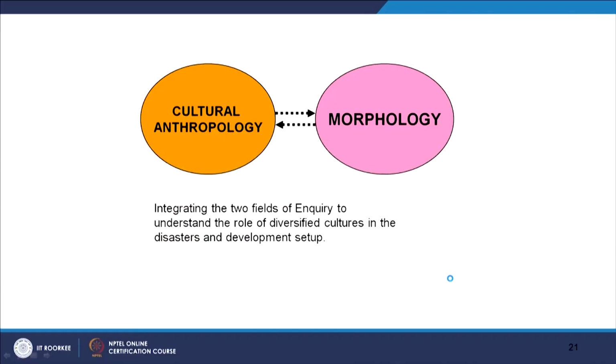So now, after looking at various theoretical discussions and various analyses to derive certain methods, I looked at two components. One is cultural anthropology, and the second is morphology, which talks about change. These two fields of inquiry have been taken into consideration to understand the role of diversified cultures in the disaster and development setup. And then this is where I started looking at various literature and how I can set a benchmark of whether this space has achieved a better environment or not.